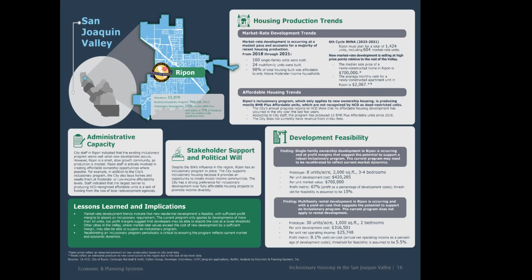So in Ripon, this is a jurisdiction that, again, already has an inclusionary program, and we're seeing a really modest pace of new market rate development, but at very high price points. And so we're seeing profit margins and yields that have the capacity to absorb the inclusionary requirements that are in the program. And in Ripon, the city really leans into its inclusionary program because they've got a strong preference to have the units provided on site as opposed to the 100% affordable projects, because that allows them to promote income diversity and to avoid concentrating affordable units in one location.